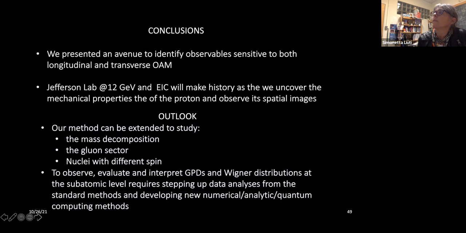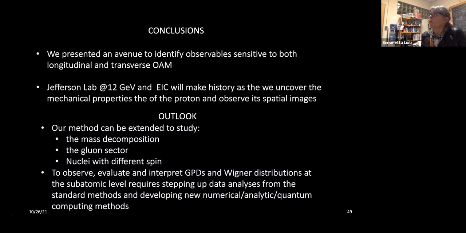So let me conclude because it's time. So we presented an avenue to identify observables that are sensitive to both longitudinal and transverse orbital angular momentum. And so Jefferson Lab at 12 GeV and the EIC will make history as we uncover these mechanical properties of the proton. This is a unique chance that we have right there. And this is why the Center for Nuclear Femtography exists.